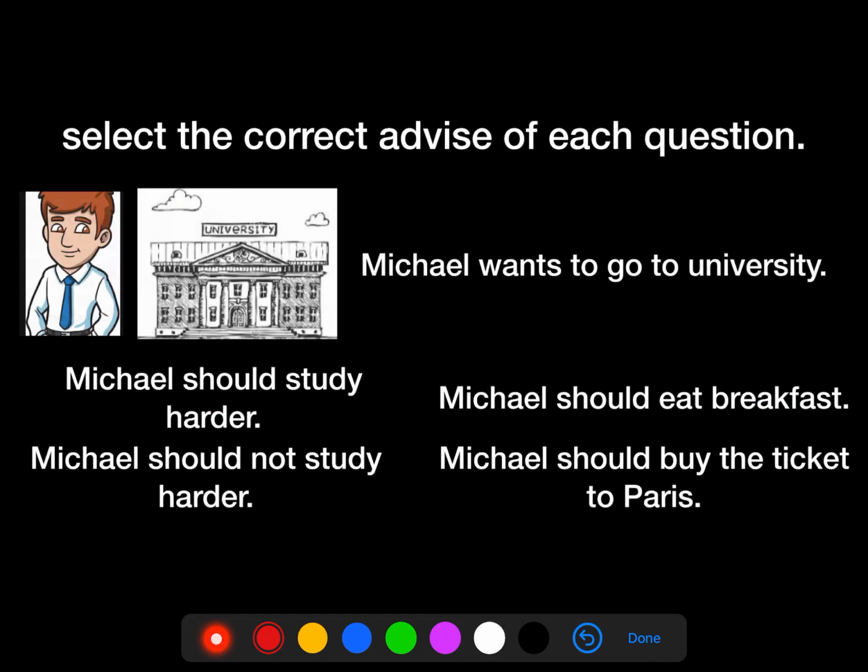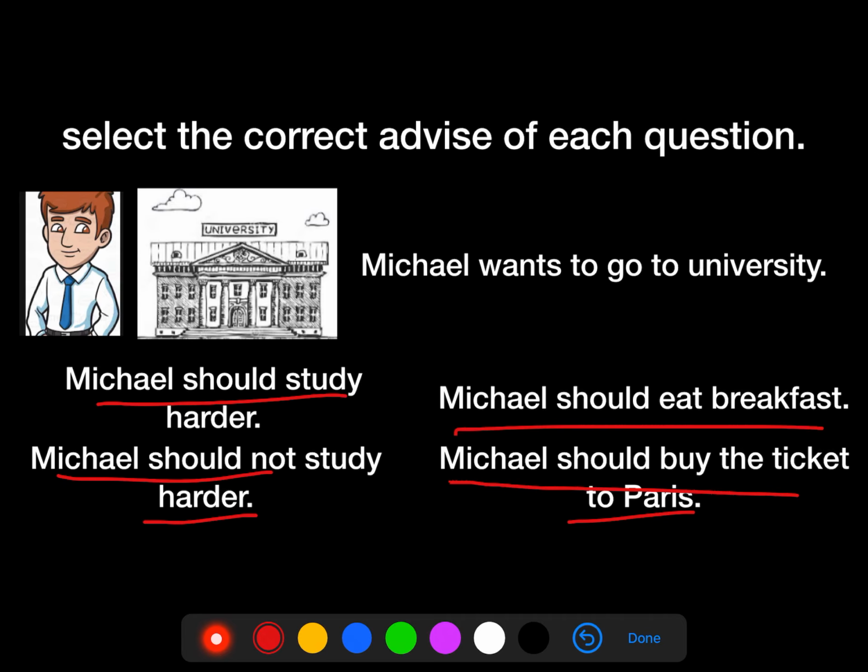Select the correct advice of each question. So let's read the sentence. Michael wants to go to university. Then he has to be related with some kind of study, right? So we have 4 advice here. Michael should study harder. Michael should not study harder. Michael should eat breakfast. Michael should buy the ticket to Paris.